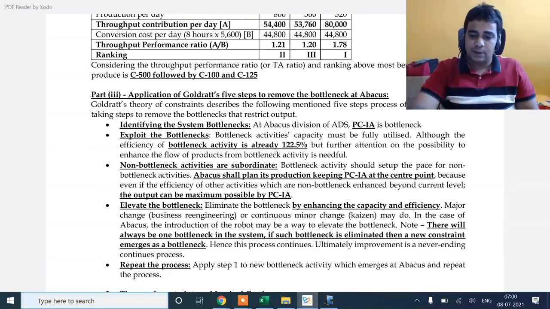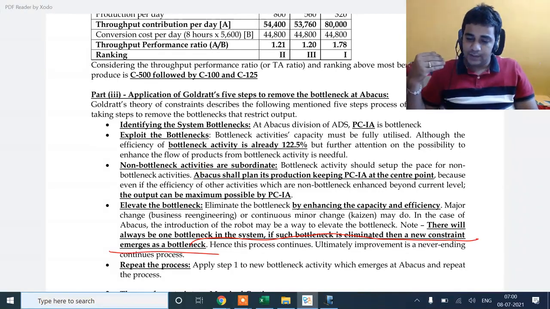There will always be one bottleneck in the system. If such a bottleneck is removed, then a new constraint emerges as a bottleneck. Hence this process is continuous. Ultimately improvement is a never-ending continuous process. You'll have to keep repeating this. Any doubts on this?